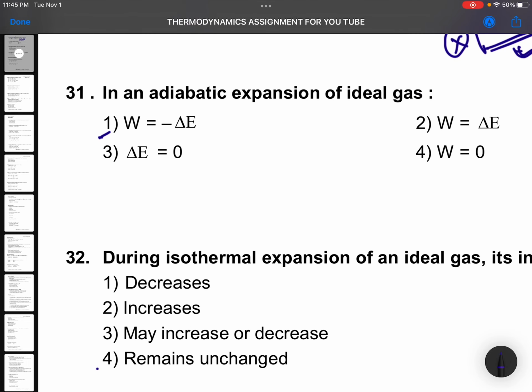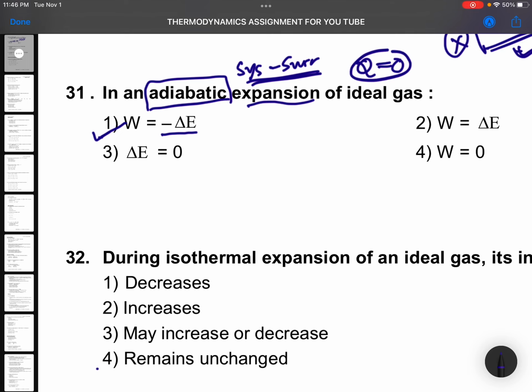Correct. In an adiabatic expansion of an ideal gas, work done is equal to minus delta E. What is the meaning of this? Adiabatic means between the system and surroundings no heat exchange is possible. That means Q is equal to 0. We are not giving any heat. And expansion means work is done by the gas.